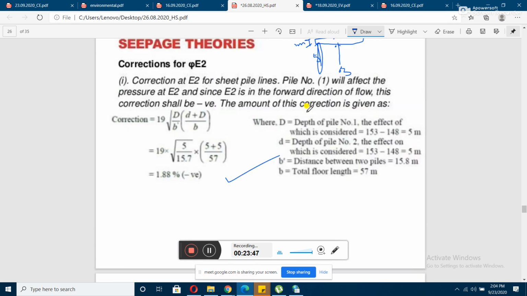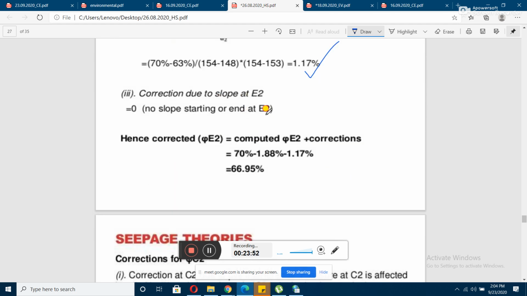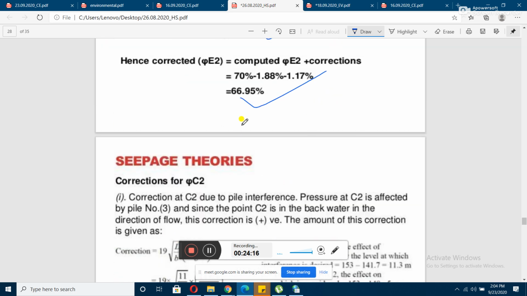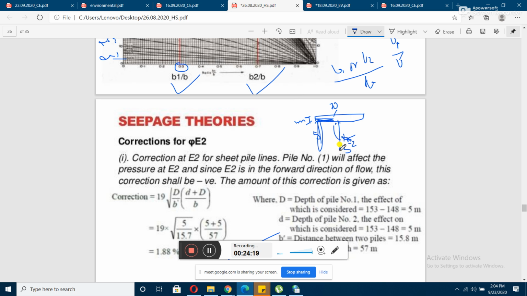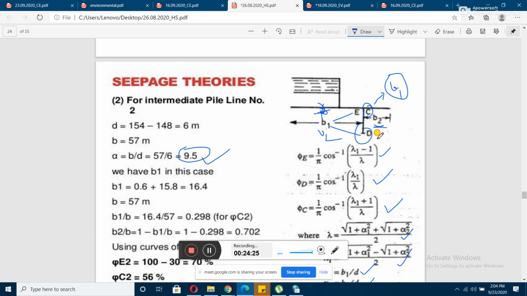There is no slope here for this part, it is horizontal. So there won't be any correction due to the slope for E2. So you can see that from 70 we have deducted these two values, these are the corrections, okay. So these two values have been deducted, so it turns out to be 66.95. So this value is the phi E2 value, you have calculated it, okay, and it turns out to be 66.95. Next correction, there won't be any correction for the D2 value, this part is already okay. But here you need to do a correction.